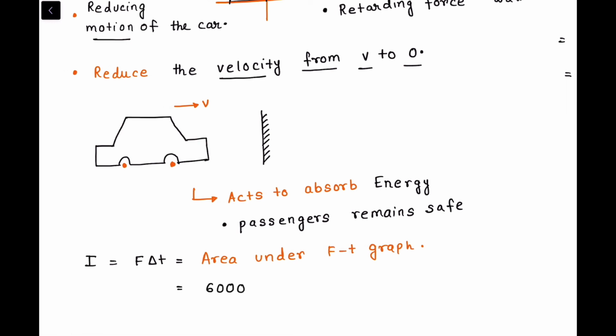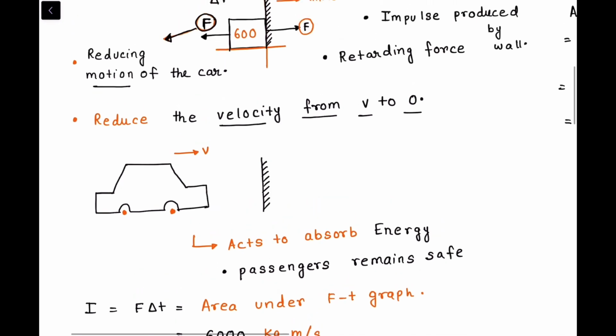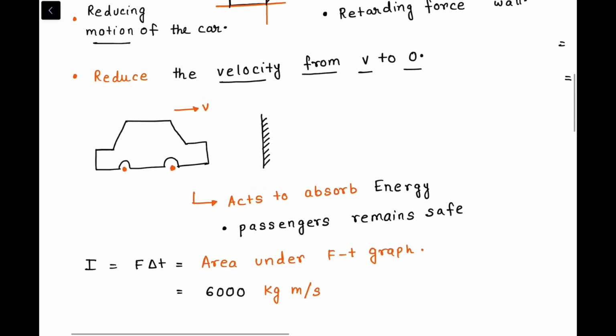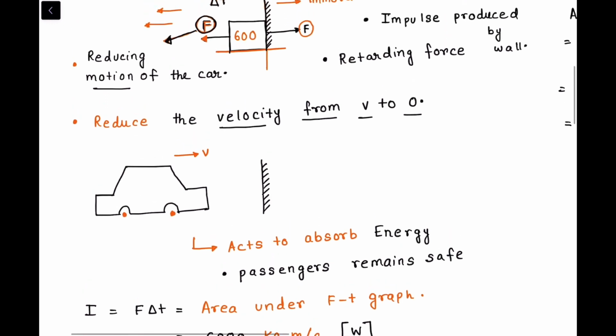And what is the unit of impulse? Unit of impulse is kg meter per second. And in which direction is the impulse acting? The impulse will be in the direction of the force. So the retarding force is acting in this direction, so the impulse will also be acting in this direction. So I can say that this will act towards the west. So I hope you got the question.